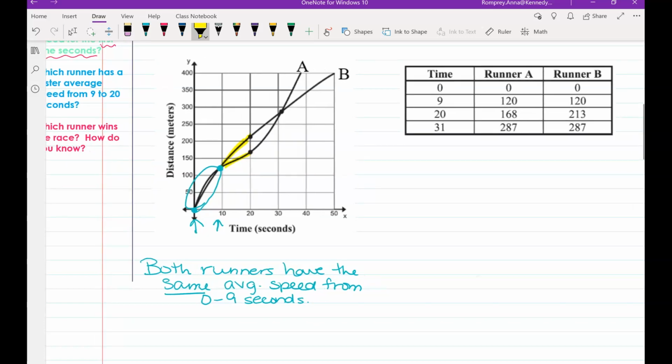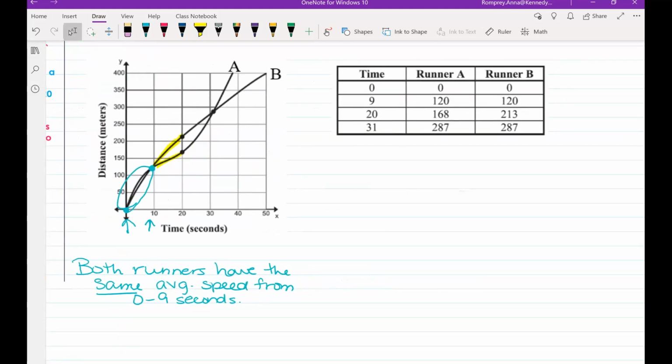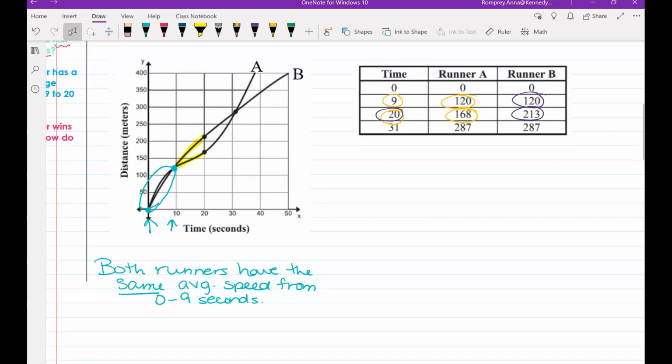Well, don't forget, we're also given the data. From 9 to 20 seconds, runner A is at 9:120. Remember, they both were at the same place. So runner A went from 9:120 to 20:168. Ooh, I'm glad I didn't guess because I was close, but I was not right on it. And then runner B went from 9:120 to 20:213. So who had a faster average pace?